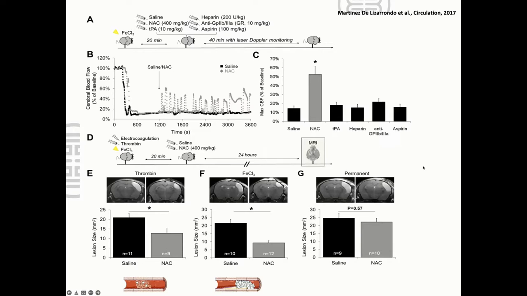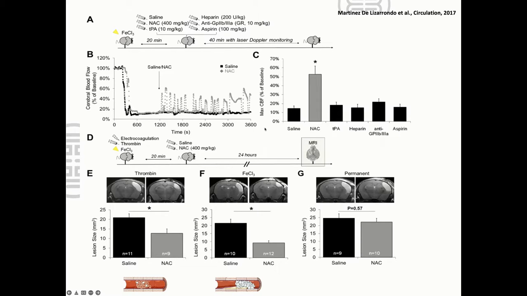And this was tested in the different stroke models that I showed you before. So the thrombin model, with clots which are poor in platelets and rich in fibrin, ferric chloride with clots which are rich in platelets and resistant to TPA. And here it's an additional model with permanent occlusion of the middle cerebral artery.